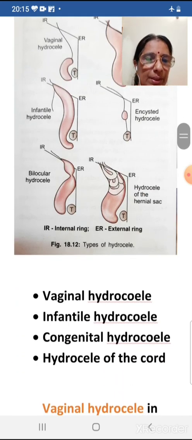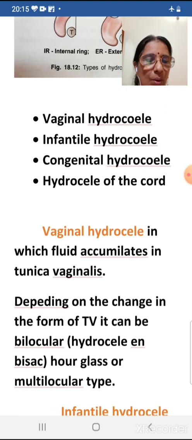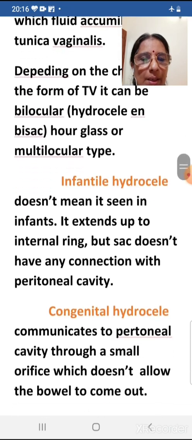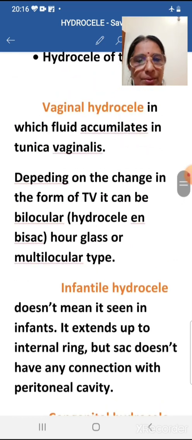So vaginal hydrocele, infantile hydrocele, congenital hydrocele, and hydrocele of the cord. Vaginal hydrocele, fluid accumulates in the tunica vaginalis. Depending upon the change in the form of tunica vaginalis, it can be bilocular, hourglass, or multilocular type. I want to show you this diagram. This is bilocular hydrocele. So the processus vaginalis is patent till the internal or the external ring. So this whole part, again, is constricted at so many sites to produce an hourglass appearance or multilocular feel. So that is called bilocular hydrocele. That is a type of vaginal hydrocele.